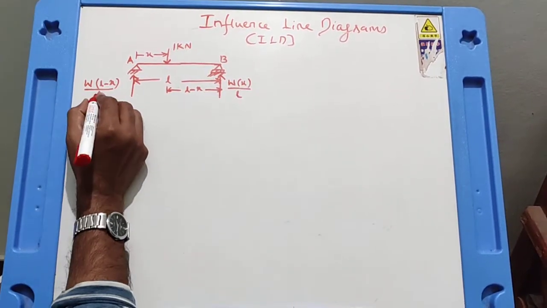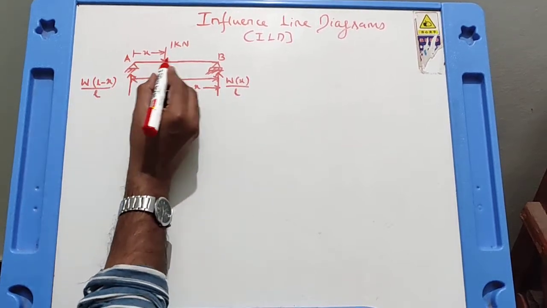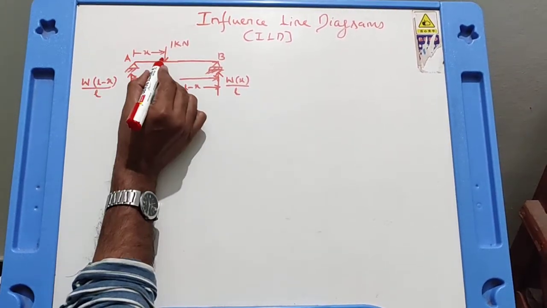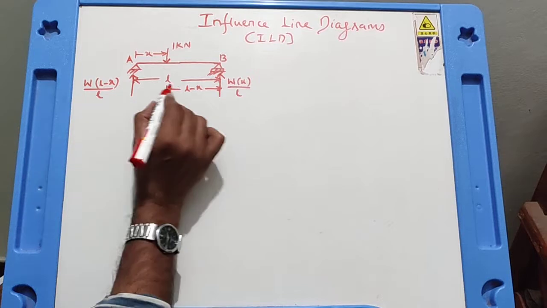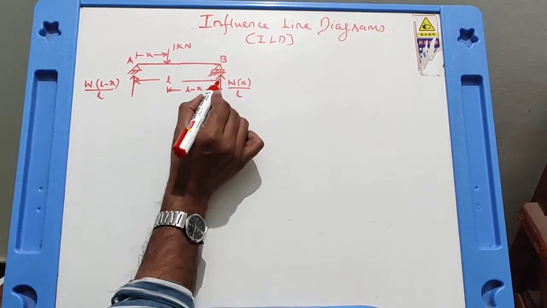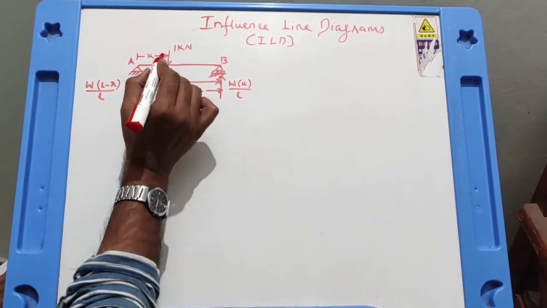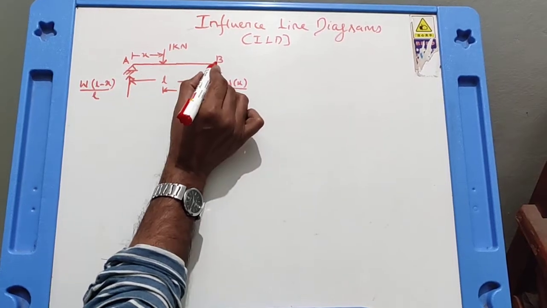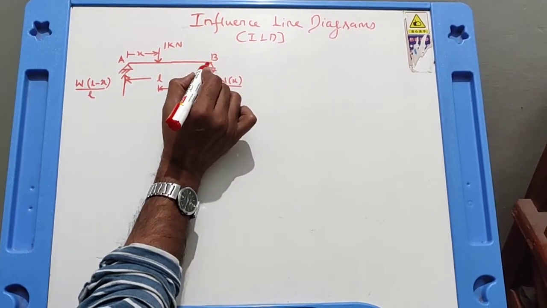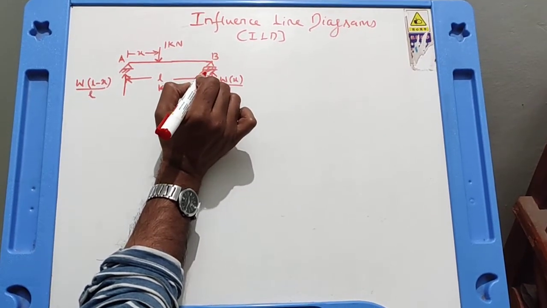Now these are the formulae. This is WB upon L, this is WA upon L. A is X, B is L minus X. So these are simple reactions, or else what you can do is you can simply find out the reaction by taking moment about B equal to 0, that you have learnt in strength of materials or elements of civil engineering.